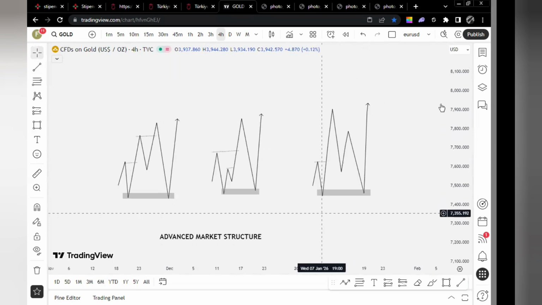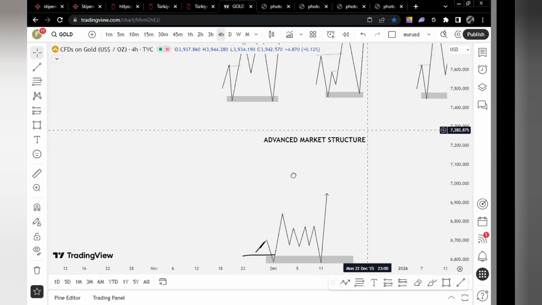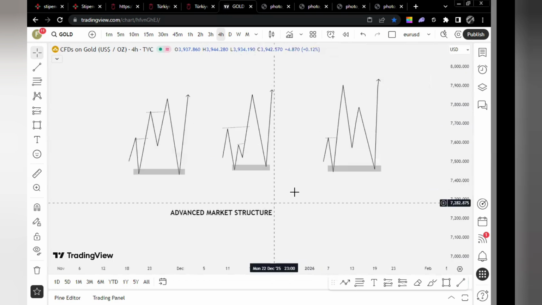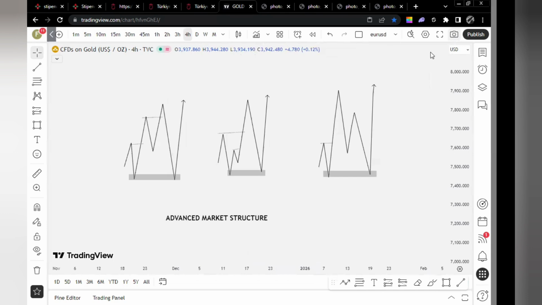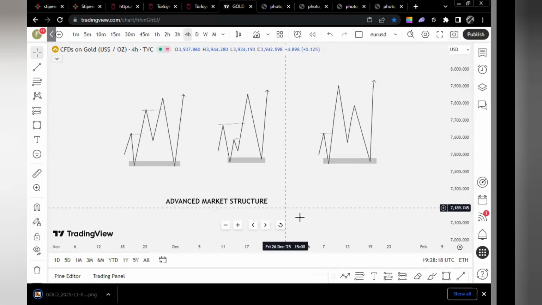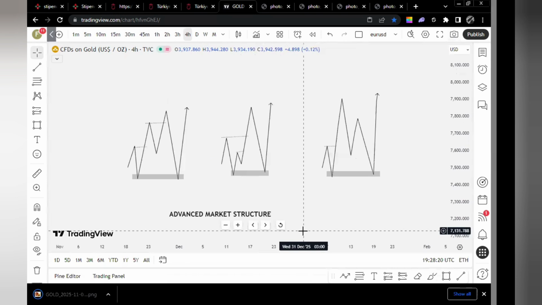So this is how the type A, type B, and type C advanced market structure patterns look like. These are what I trade till date. There are more things I trade, more confluences, but this is a very, very crucial one. You need to know this form of trading, called advanced market structure. You have your type A.